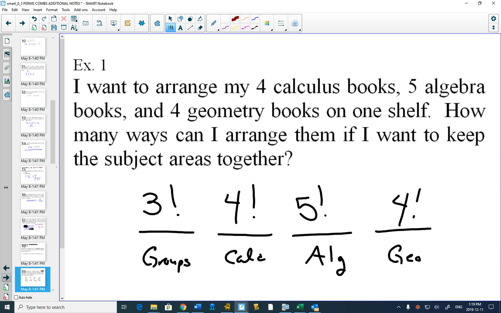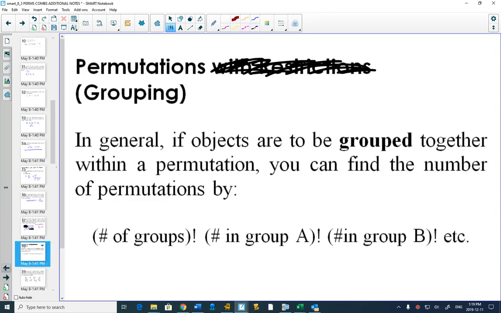So now that we've done this example, if we go back a slide, if objects are grouped together, we always do however many groups you have factorial first, then look at each individual group and arrange them. This is a new strategy. Our textbook hadn't had any questions where things needed to be grouped together.